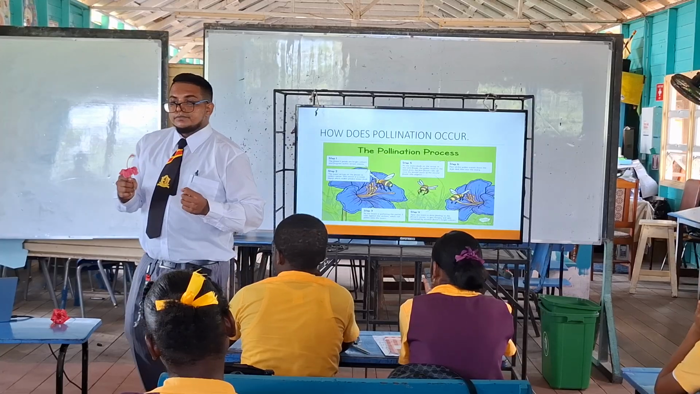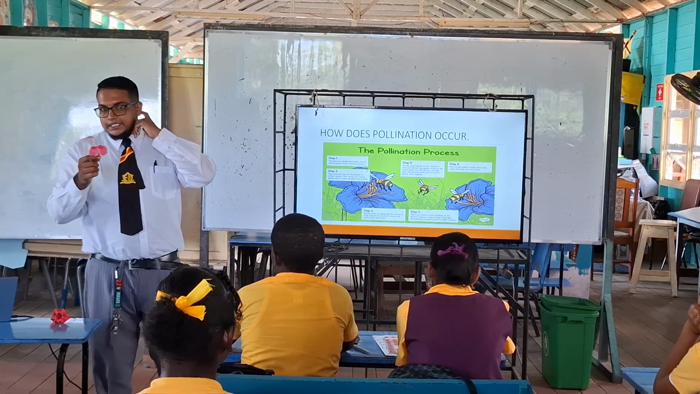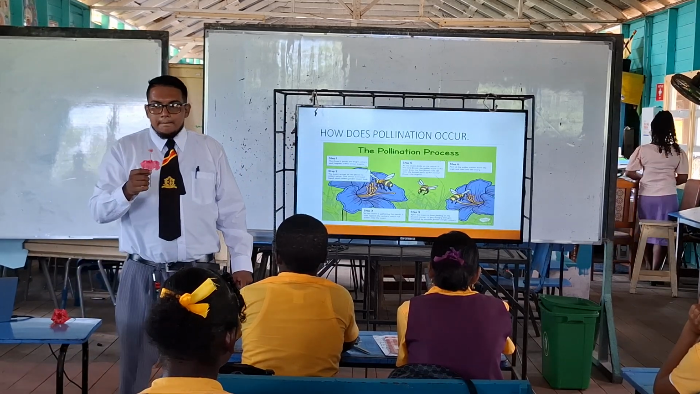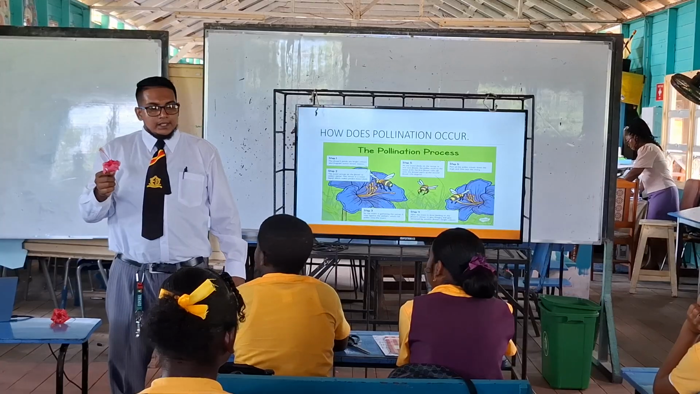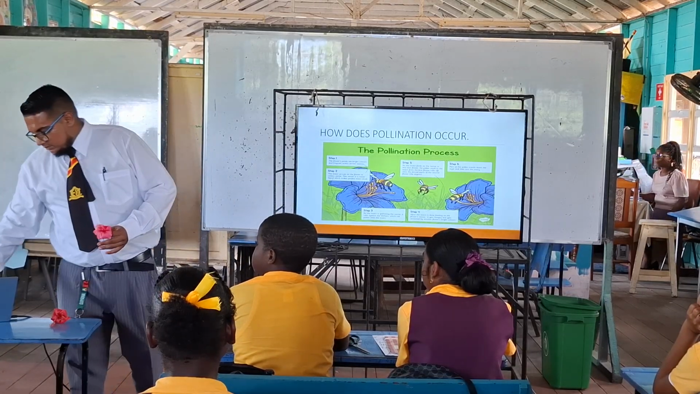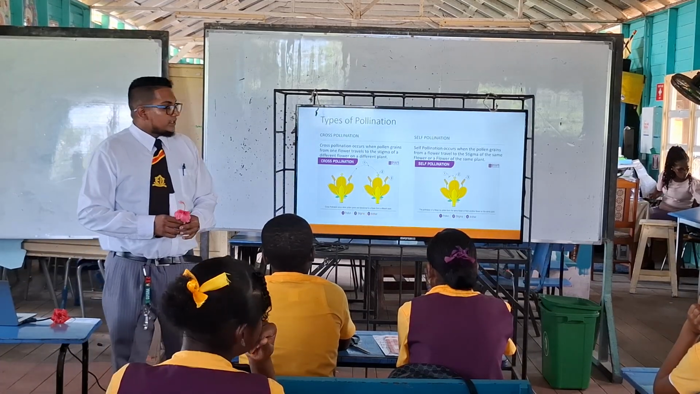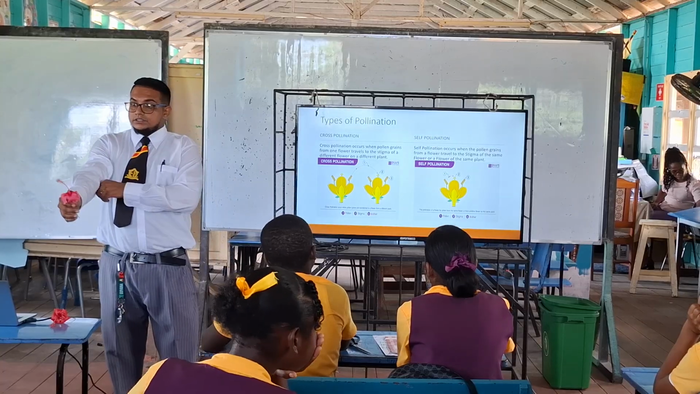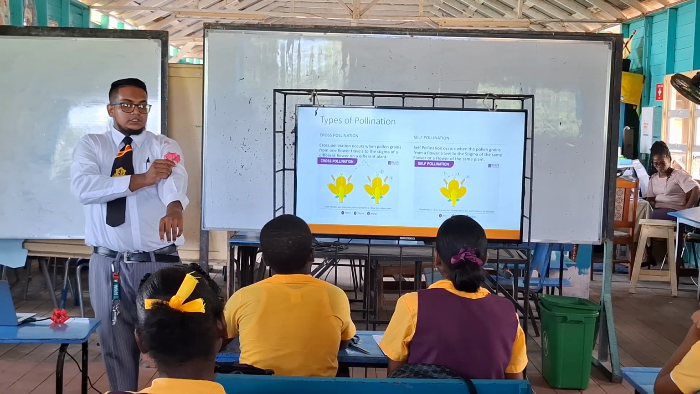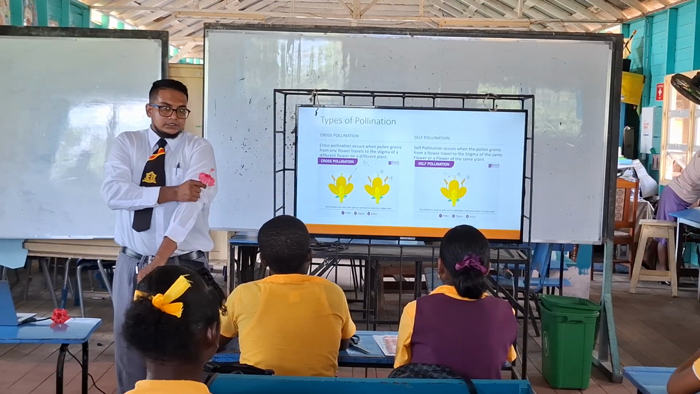Everybody follow? Any question? How long do you think it takes for the pollen grain to travel on the stigma? A couple of hours. Next, types of pollination. We got 2 types of pollination. What are the 2 types? Alright, when you get cross pollination, what do you think it means?